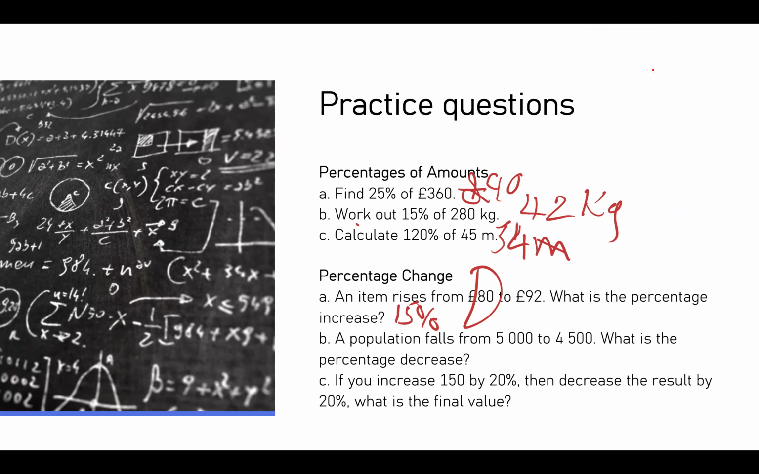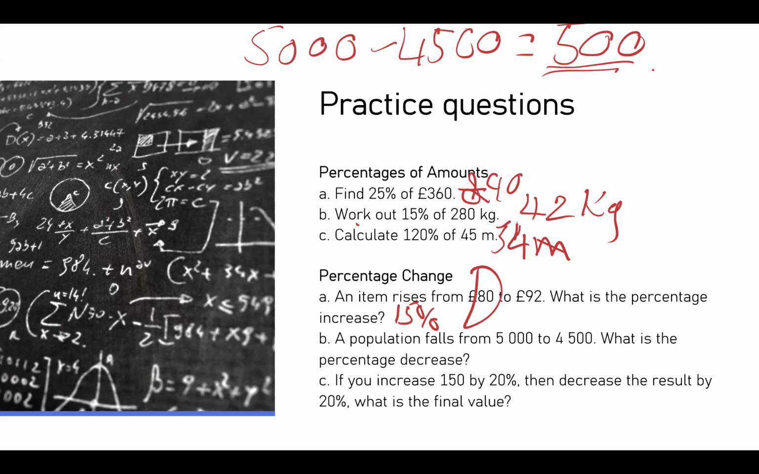Again, a population falls from 5,000 to 4,500, so 5,000 take away 4,500, so it falls by 500. That's the decrease. What is the percentage decrease? So we need to work out what 500 is as a percentage of 5,000.